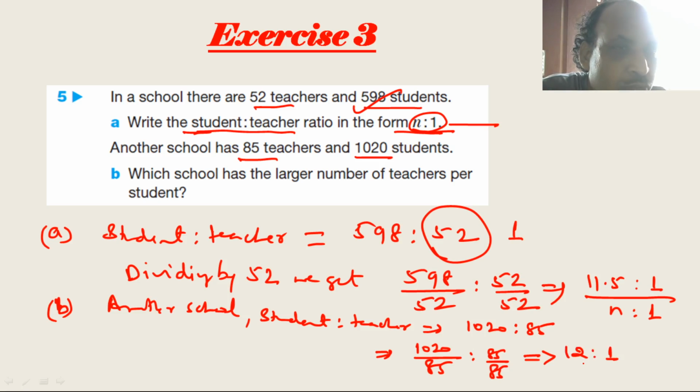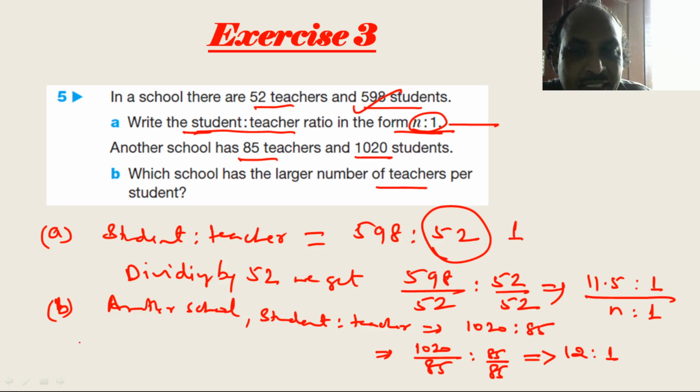So in the first school, for 11.5 students, one teacher is there, a lesser number of students. But in the second school, for 12 students, one teacher is there. So which school has the larger number of teachers? Larger number of teachers will be required where for each teacher a lesser number of students are there. It means more teachers will be required.